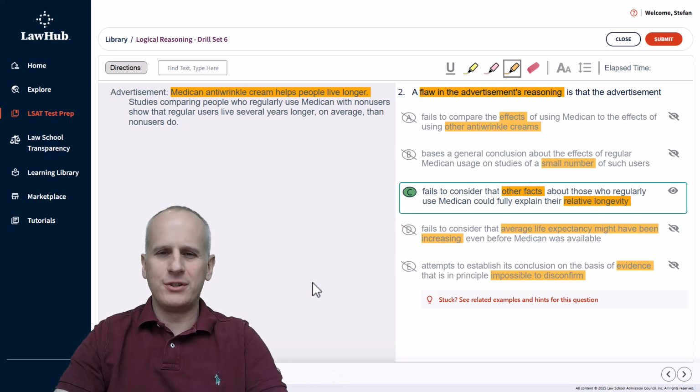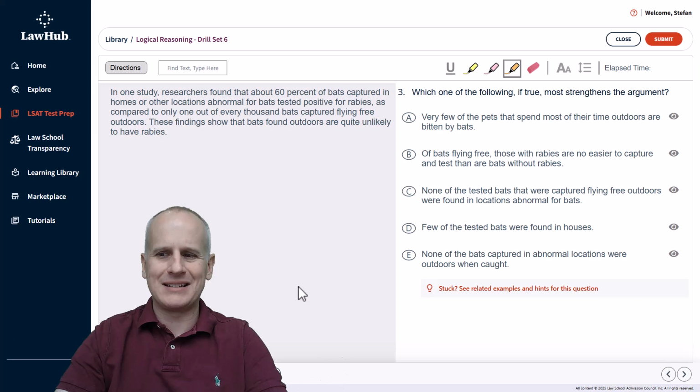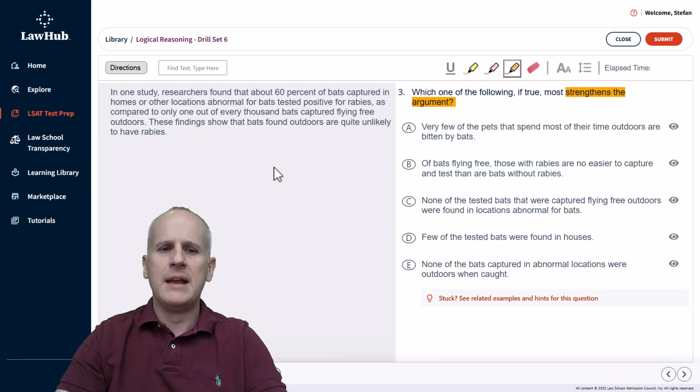Moving on from question 2 in logical reasoning drill set number 6 over at lawhub.lsac.org, we see question 3, and we've got our highlight tool still ready to go. We can read: which one of the following, if true, most strengthens the argument. So we'll just highlight strengthens the argument, and we're going to read the paragraph on the left, and we're going to highlight in that same color whatever the ultimate conclusion is that we need to strengthen.